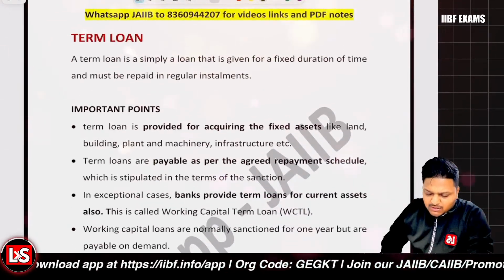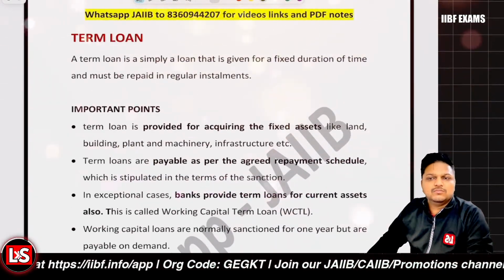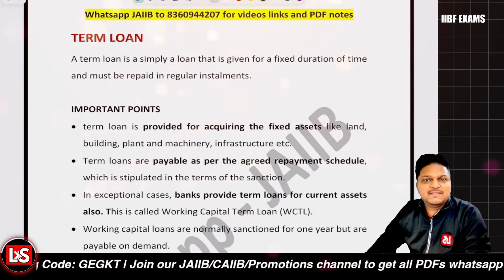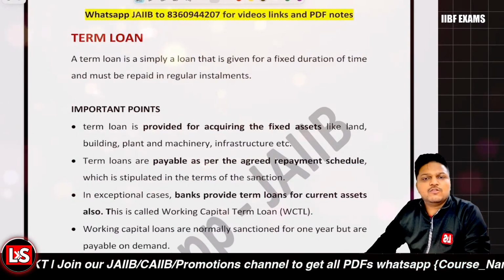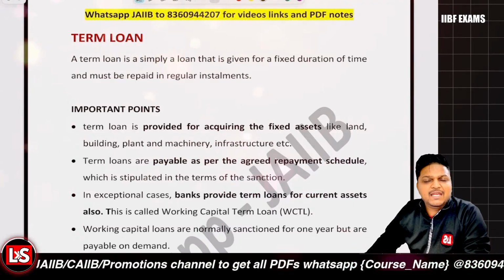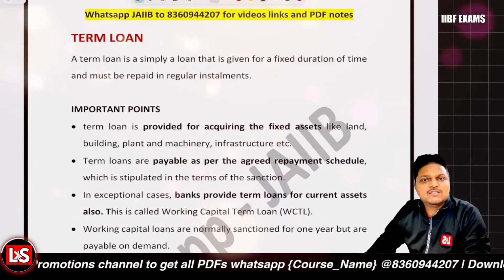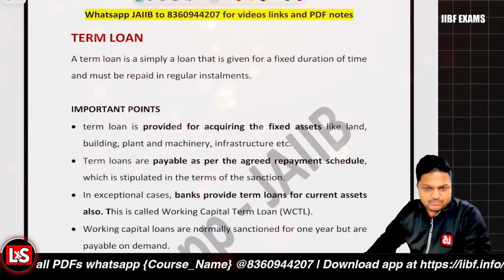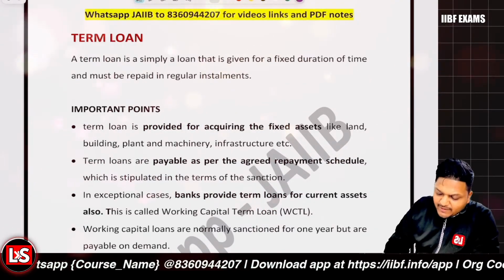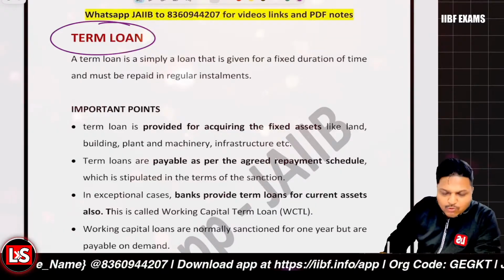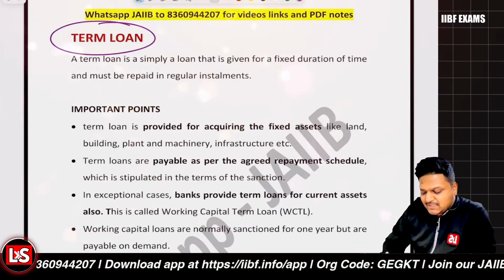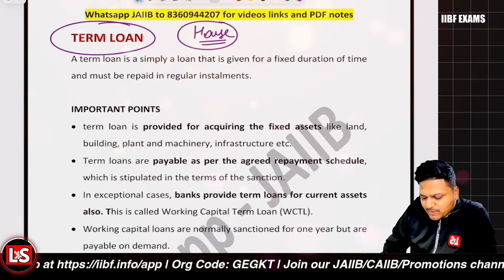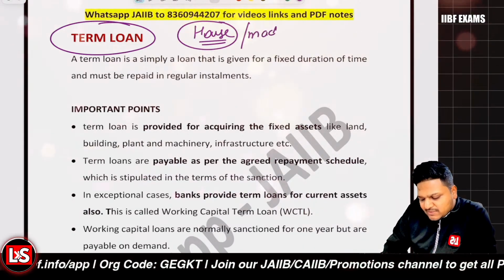After that, it's about the concept of term loan. Now, what is term loan? The loan which is extended for a fixed duration of time and is to be repaid in regular installments. A proper repayment schedule is there. That is the term loan. And why is a term loan provided? Generally so as to acquire fixed assets. Let's say you have to purchase a house, a term loan will be given to you. Let's say you have to purchase a machine, a term loan will be sanctioned to you.